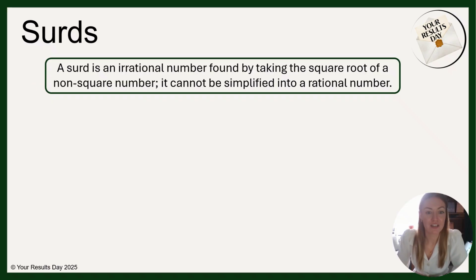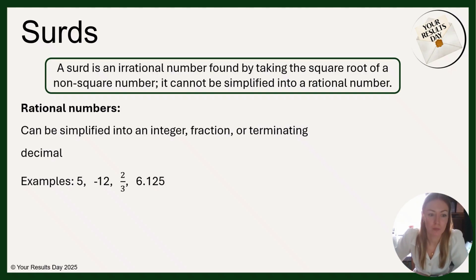A surd is an irrational number found by taking the square root of a non-square number. It cannot be simplified into a rational number. There's a lot to unpick there, so let's have a look. So rational numbers can be simplified into an integer, fraction, or terminating decimal. That's a decimal that eventually does end.